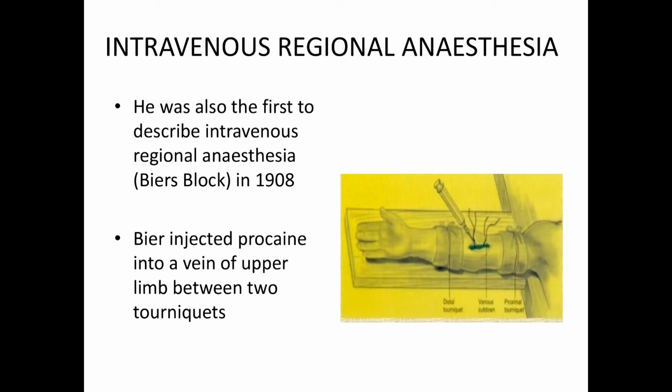Intravenous regional anesthesia. He was also the first to describe intravenous regional anesthesia, the Bier's block, in 1908. Bier injected procaine into a vein of the upper limb between two tourniquets.